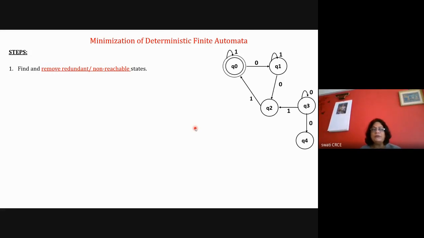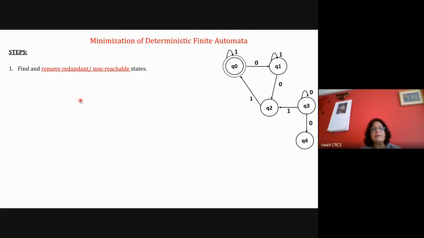Okay, so here for the minimization of DFA, these are the steps which you can remember. The first step is to find out and remove the redundant states. Now, what is my job for the minimization? I want to minimize the number of states. I don't want so many states in my DFA. I am trying to find out, can I remove some of the states and have a minimized DFA? So I want to remove some of the states.